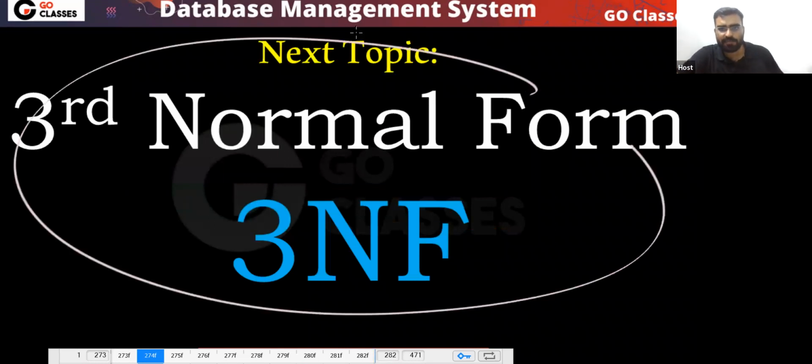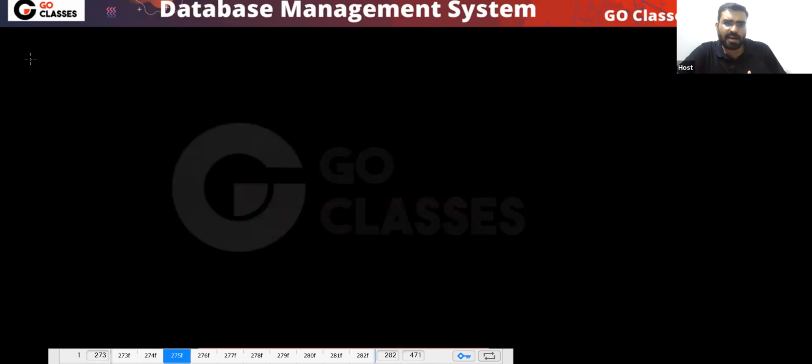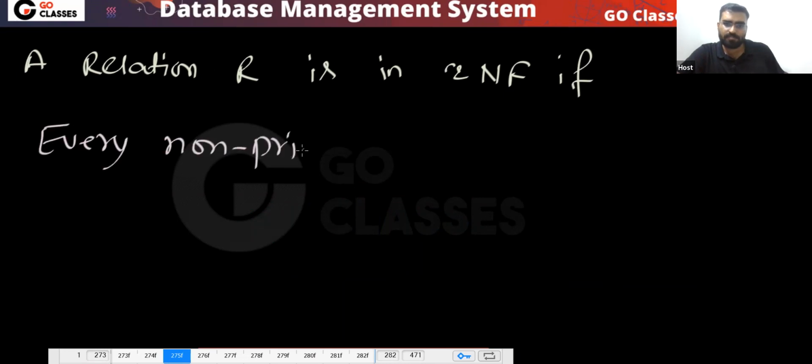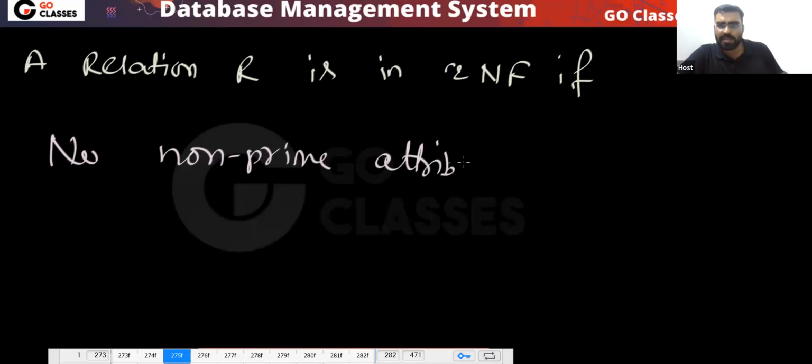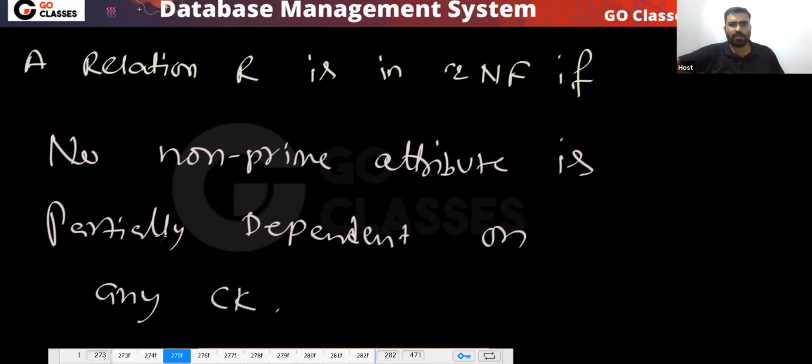Now let's see third normal form, 3NF. Remember in 2NF we say: a relation R is in 2NF if no non-prime attribute is partially dependent on any candidate key. This is what we say, correct?